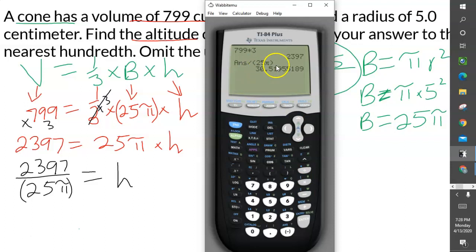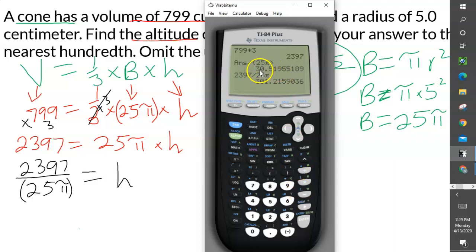Okay, let me show you what I was talking about with parentheses. Let's try to do this without putting that number in parentheses and see what happens. So if I take that number 2397, and then I say divided by, and if I just put 25 pi like this, okay, I got 301, a totally different number. So the calculator would read it as 2397 divided by 25 and then multiply the answer by pi, rather than multiplying 25 by pi. So that's what happened here. Again, make sure you put parentheses. It's very, very important.